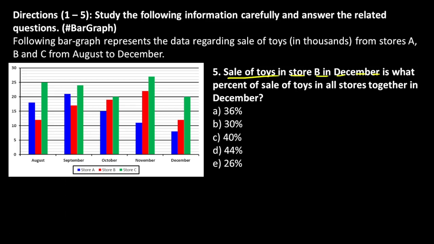Sale of toys in store B in December, which is 12, is what percentage of sale of toys in all the stores together in December? In December, add all the values together: 20, 20, 20, 40, is what percentage? 24 plus 6, 30 percentage. 30% is the final answer. Option B is the final answer for this question. Correct. Once one set is complete, we move to the next set.